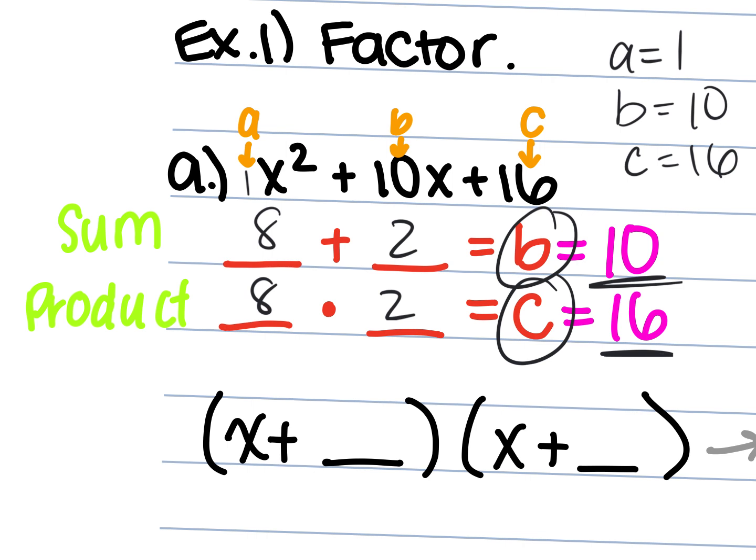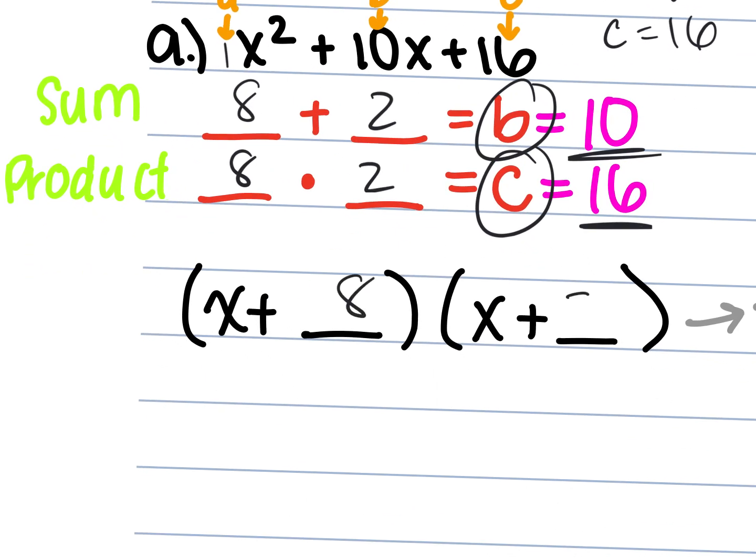So now, watch. When you factor your binomials, you get x plus some number and x plus some number. Guess what numbers go in there? 8 and 2. Now, does it matter which way you write it? You don't, the order does not matter. Very good question, Mia. Okay?